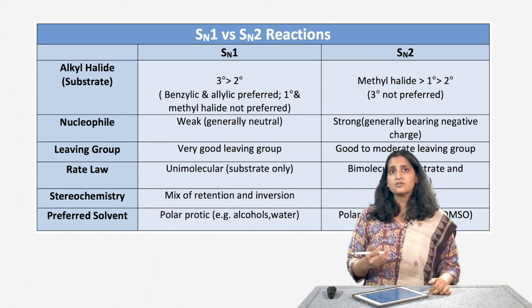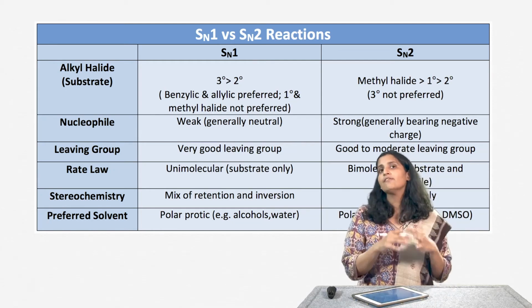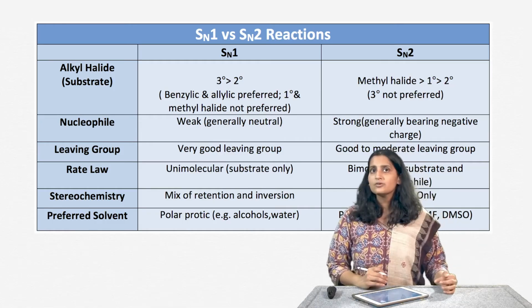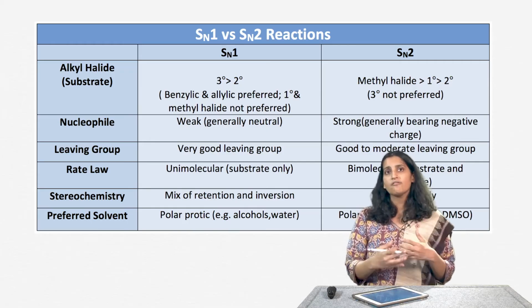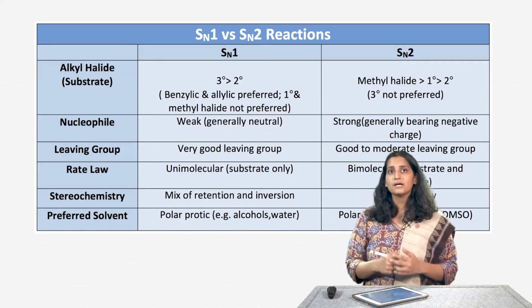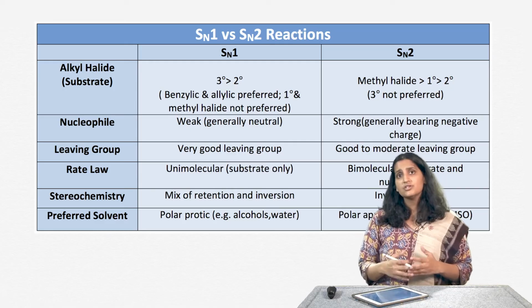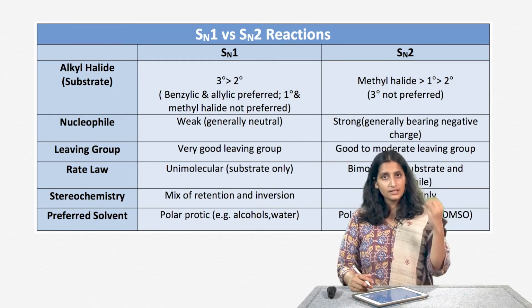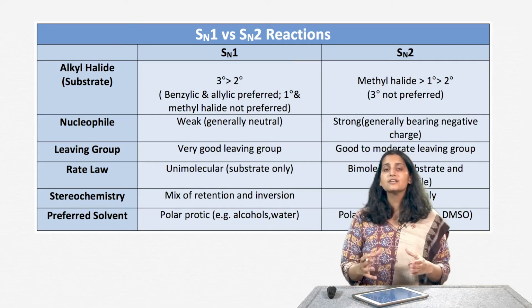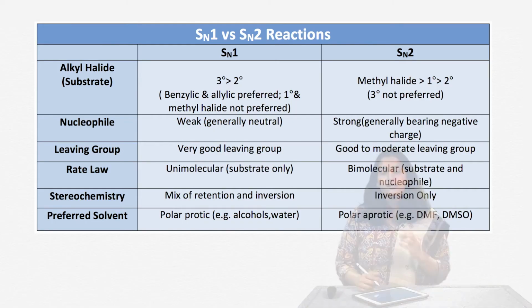The leaving group in the case of an SN1 reaction has to be a very good leaving group. In the case of SN2 reactions also you require decent leaving groups, but SN1 reactions have a higher favorability for a much better leaving group. The rate equation in the case of an SN1 reaction is a unimolecular rate equation, such that the rate of the reaction just depends on the concentration of the substrate, whereas in the case of an SN2 reaction the rate depends on the concentration of the substrate as well as the concentration of the nucleophile. So, it is a bimolecular reaction in the case of SN2 reactions.